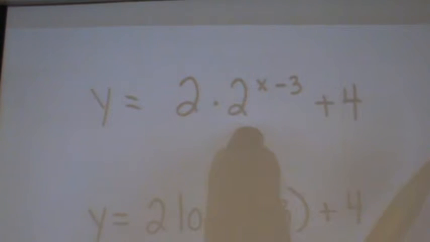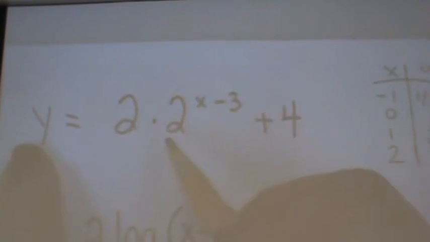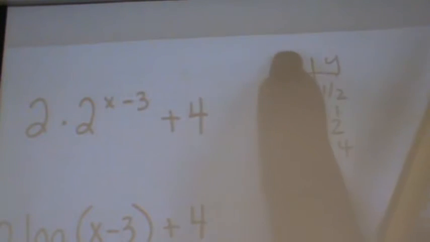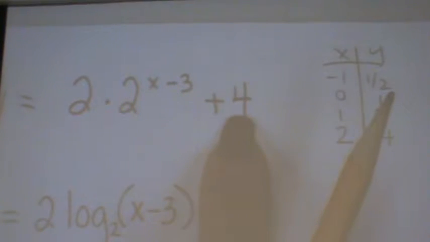If I asked you to do this one, what would you do? You would give me the parent. What is the parent function? y equals 2 to the x power. You would give me a table of values, and you would do -1, 0, 1, 2, 1/2, 1, 2, and 4. How would you graph this? What would be the first thing you do? You're going to add 3 to your x values, right? This is a shift 3 units right. Then what would you do? Multiply your y values by 2, because it's a vertical stretch by 2. And then what would you do? Add 4 to your y values.